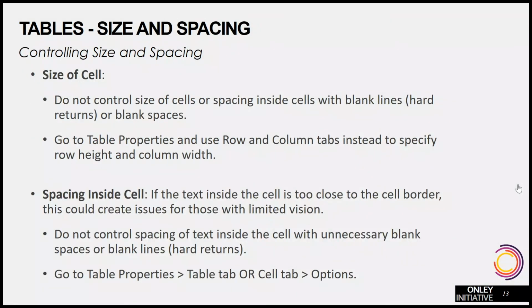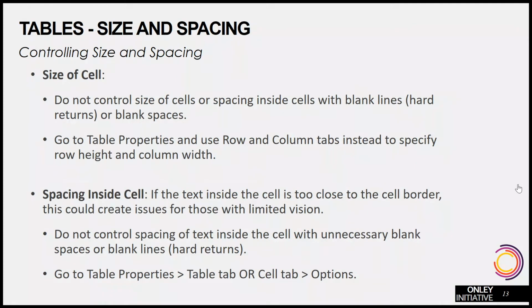When it comes to the sizing and spacing of table cells, there are accessibility considerations. Don't control the size of the cell or spacing inside the cell with blank lines or hard returns or blank spaces. These are flagged in Word's accessibility checker and can cause issues for screen readers. Go to Table Properties and use the Row and Column tabs to specify the height of a row or the width of a column there.